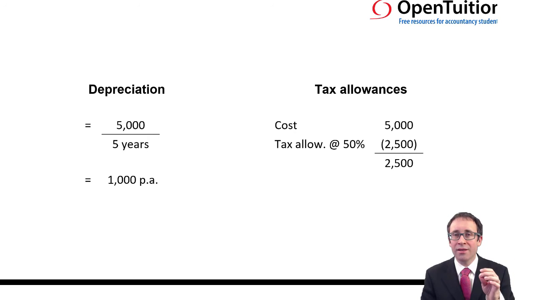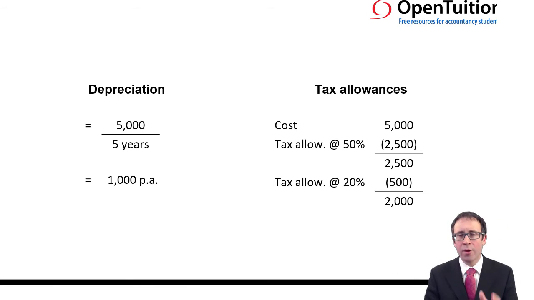Remember, in the second and third year, it's a reducing balance method, and it's 20% each year. So in the second year, X6, it's 20% of the 2,500, which gives me 500, giving me a carrying value for tax purposes of the asset, or your tax written down value, of 2,000.